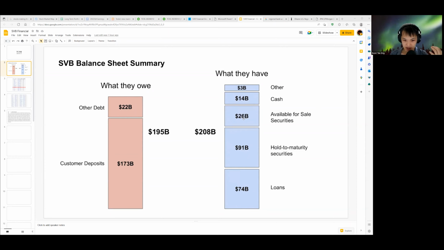Why they have all this money is because during 2019, 2020, and maybe even 2021, there were a lot of deposits flowing into Silicon Valley banks. And once they have these deposits, which is on the left-hand side here, they have to put the money somewhere, right? So of course, they receive the money in deposits.